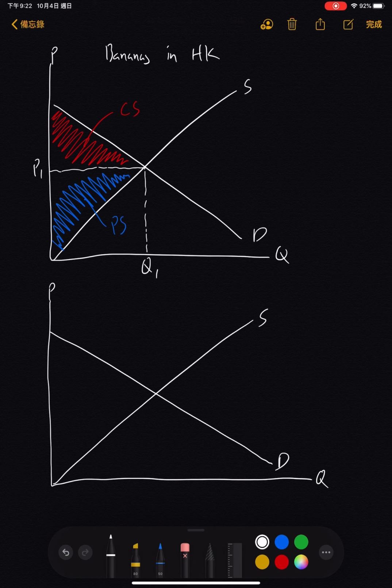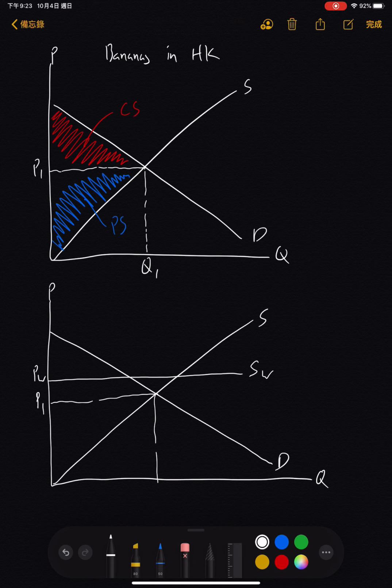So, when the price of bananas in the Philippines, when they're trying to sell it to Hong Kong, is higher than P1, let's say it's right here, we would name it PW. Usually for the foreign supply, we would call that world supply. So when we are labeling this supply curve, we would call that supply W. W stands for world, so world supply.